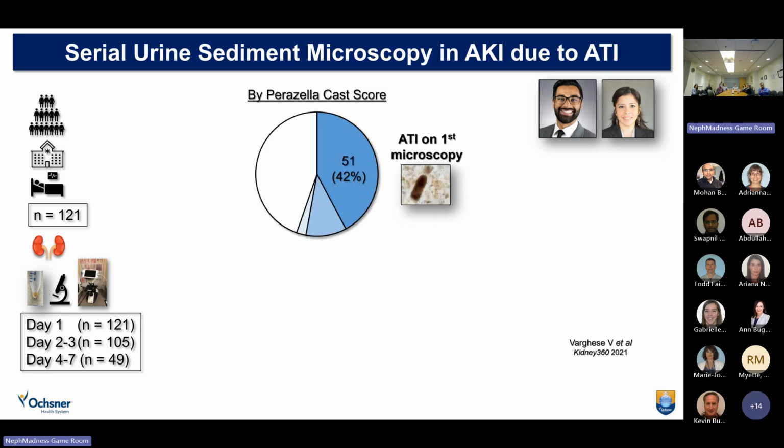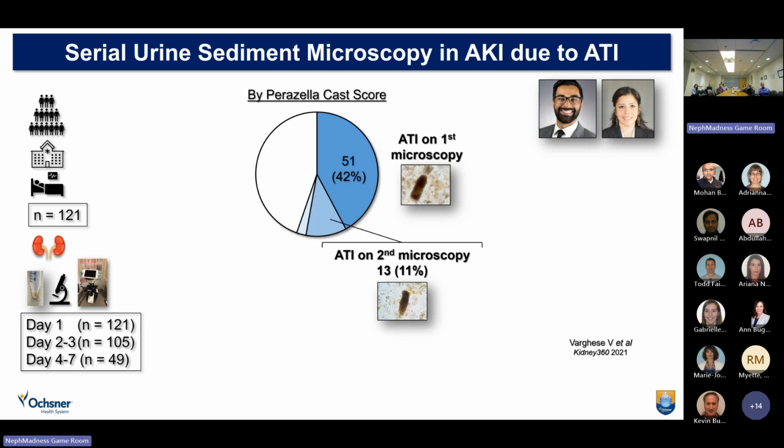So what were the results? Here, using the Perazella cast score, we were able to find evidence of acute tubular injury on the first microscopy in 42% of these patients. Now, you may think that's high, but remember, these are patients that have already been managed by the hospital medicine team. Renal ischemia has been ruled out for the most part. Patients who don't respond to fluids, then we get consulted. So we are obviously enriched for ATN.